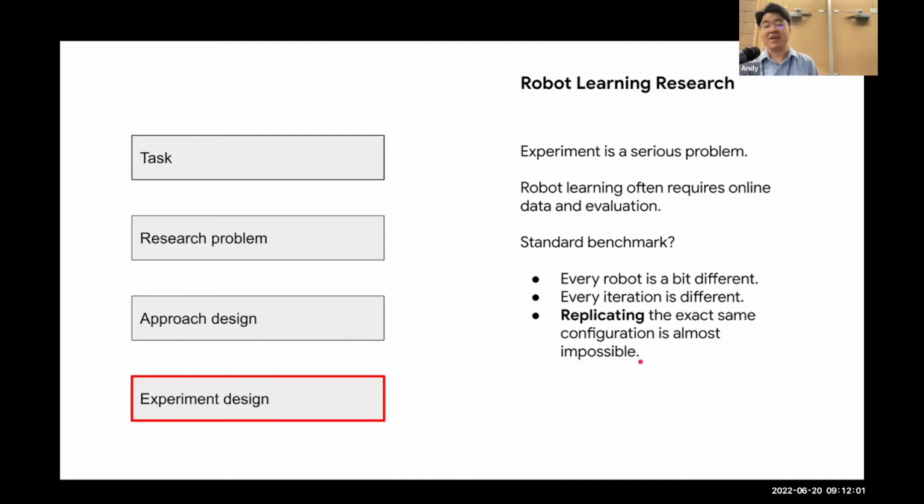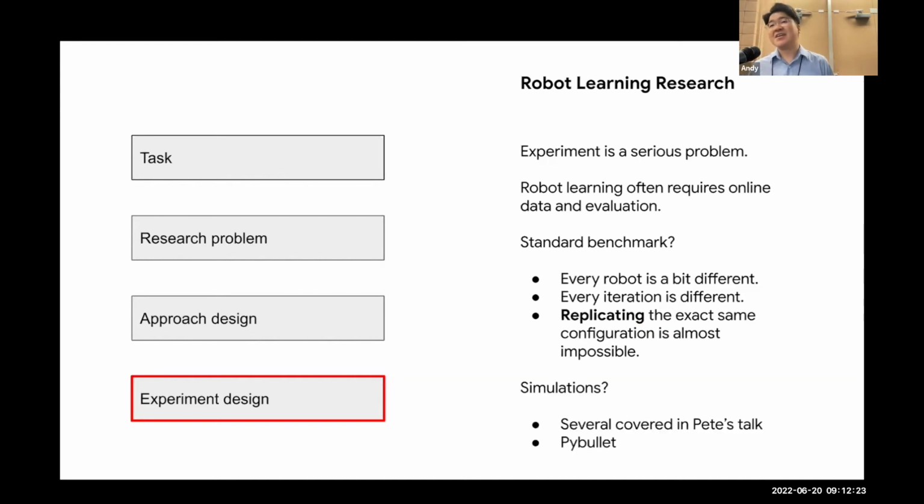What I mean by configuration is that if the robot is interacting with objects, you need to place them at exactly the same configuration in order to compare your approach with someone else's approach on the other side of the planet. So coming up with a standard benchmark is an open problem. It's extremely challenging, particularly for real robots.